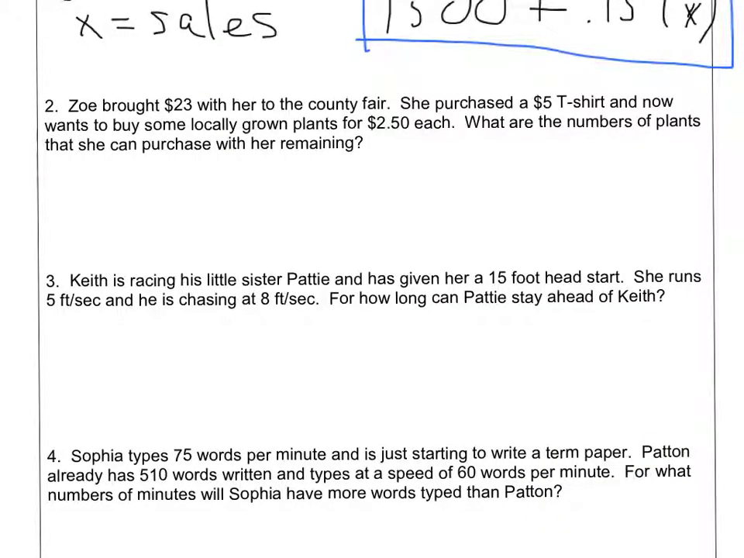Okay, problem number 2. We want to pull out the math information. It may certainly help to read the question first. What are the number of plants that she can purchase? So number of plants is our variable. So let's go and write that. X equals number of plants.